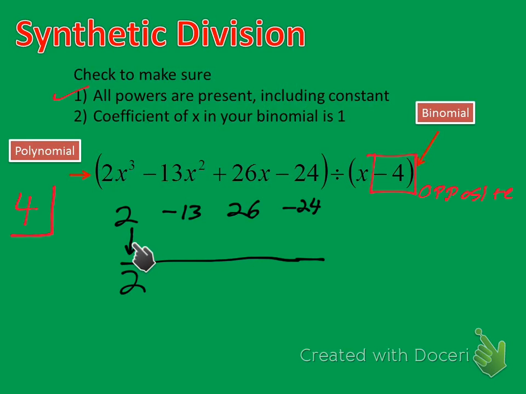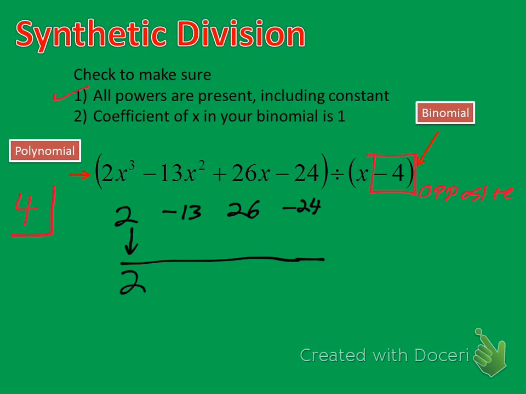Now, you're like, well, I'll just not write the arrow and I'll just bring the 2 down. You know what? You do that. I don't care. I don't need to see this arrow. But it's extremely helpful for these reasons. Ready? Once you bring the number down, this number and this number get multiplied.